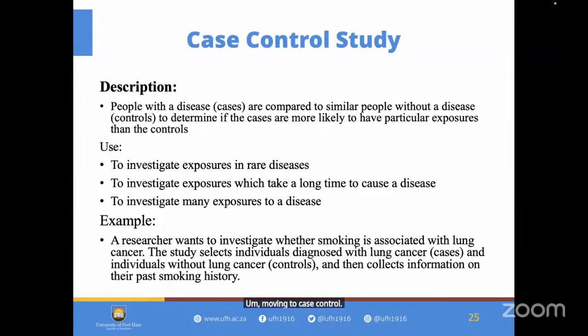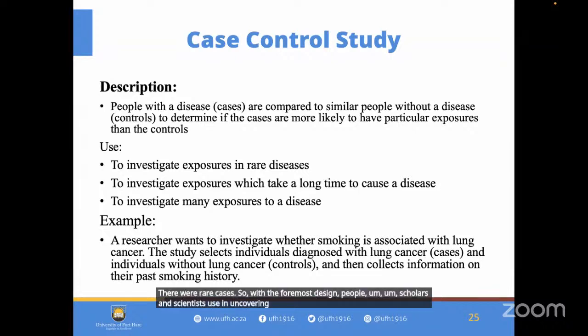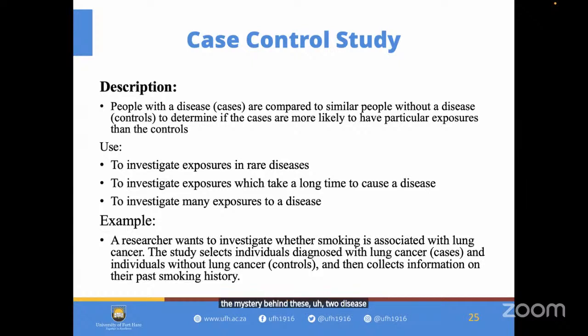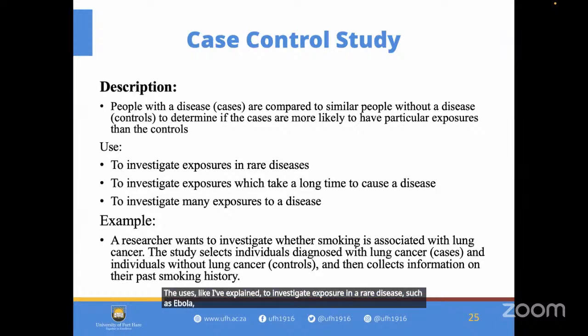Moving to case control. So this is one of the epidemiological designs that is used to assess a rare case of disease. For instance, when COVID-19 came, when Ebola came, there were rare cases. So the foremost design that scholars and scientists used in uncovering the mystery behind these two diseases was case control. And then they use this, like I've explained, to investigate exposure in a rare disease, such as Ebola, COVID-19.